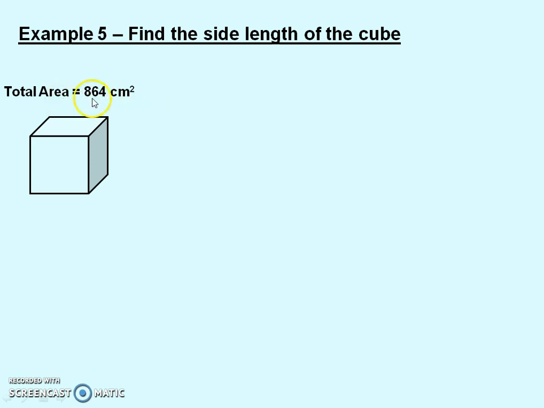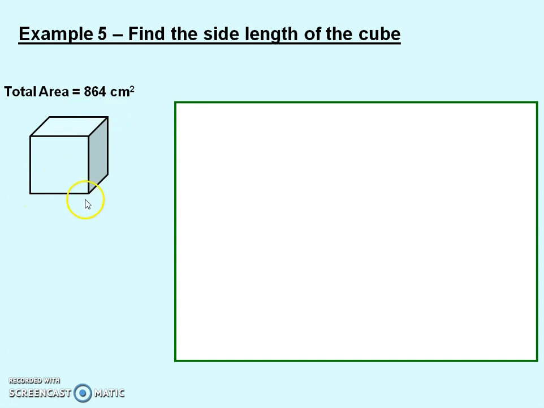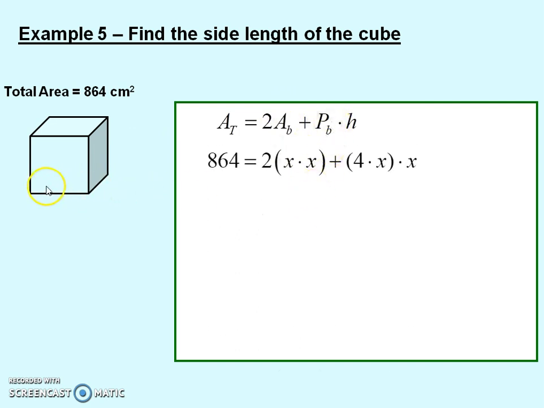The total area of a cube is 864. Like the sphere, there's really only one unknown here because the length, the width, and the height of a cube are all the same. If I take the total area formula for a prism and plug in x for the side length, my area of the base is going to be x times x. My perimeter of the base is x plus x plus x plus x, 4x, and the height is x. And when I simplify this, 2 times x squared is 2x squared. And this part, 4 times x squared, is 4x squared.